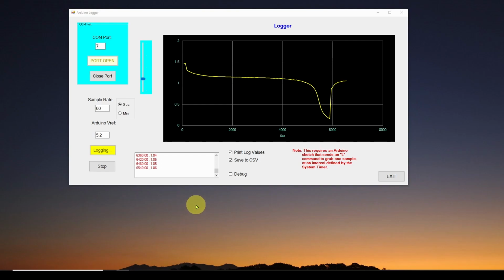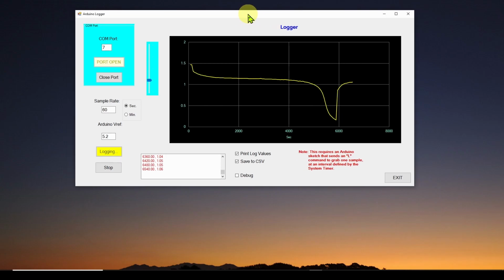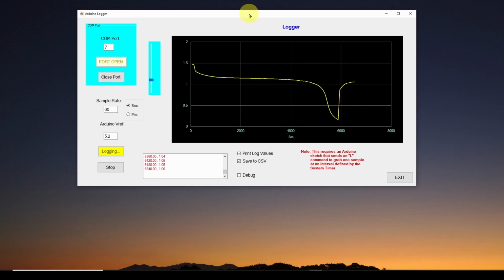And to help us visualize how batteries work and how they respond, we're going to use this application that's a modification of an application we developed recently where we turned our Arduino into an oscilloscope. This modification allows us to log data from the Arduino over a long period of time. It's very similar, and I'll probably put up a video in the near future showing how to modify that application to get this logger application.